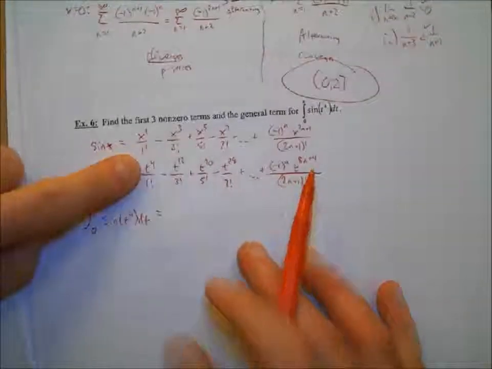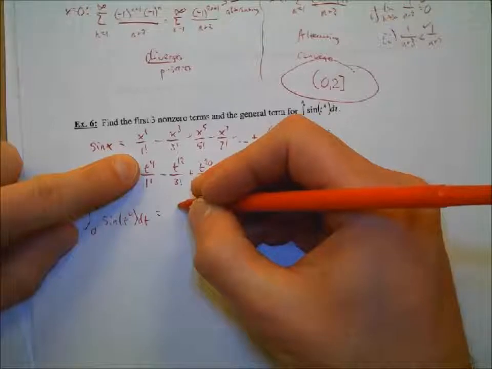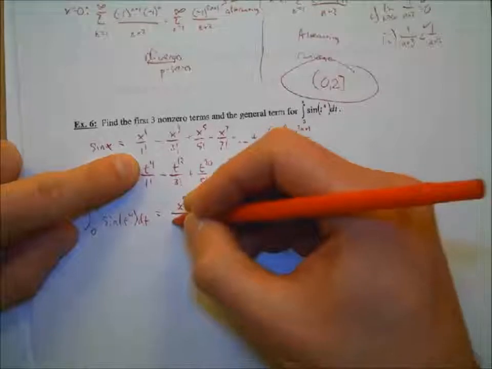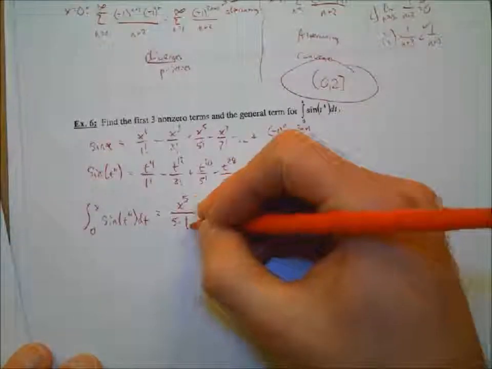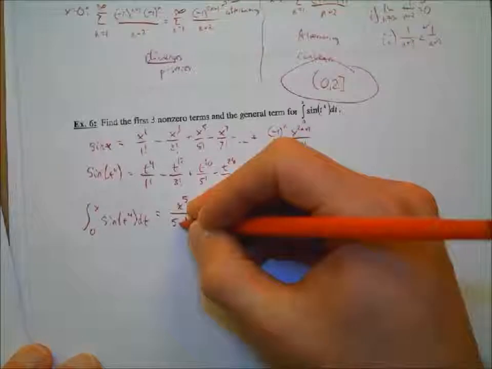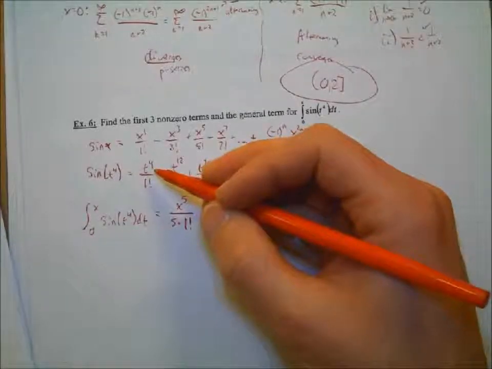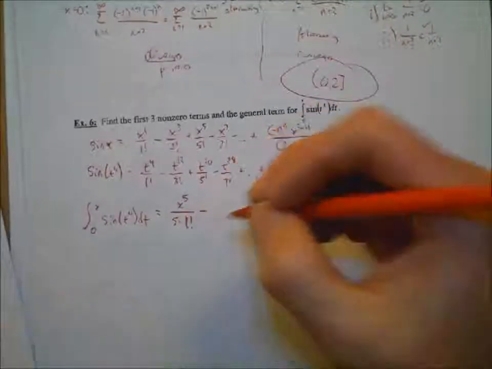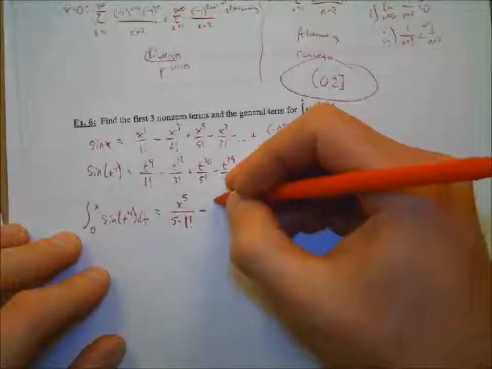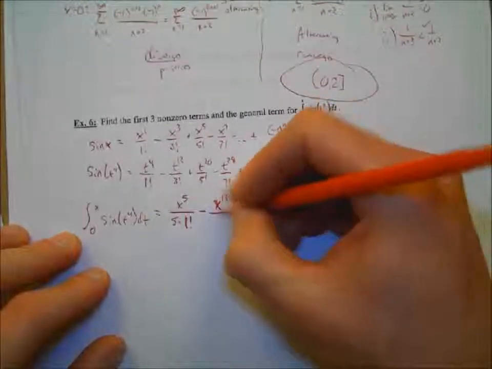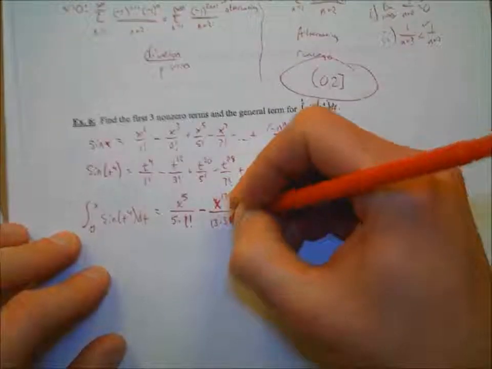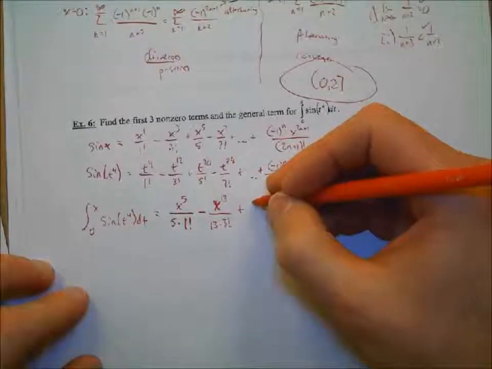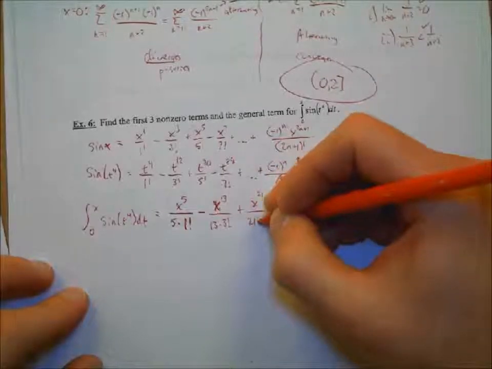So integrating t to the 4th will become t to the 5th, but we're going to replace it with x, so it'll be x to the 5th over 5 times 1 factorial. Oops, I got ahead of myself. There you go, like that. So x to the 5th over 5, right? t to the 4th becomes t to the 5th over 5. Make it x to the 5th over 5 times 1 factorial. Okay, minus t to the 12th, that'll become x to the 13th over 13 times 3 factorial, plus t to the 20th becomes x to the 21st over 21 times 5 factorial.